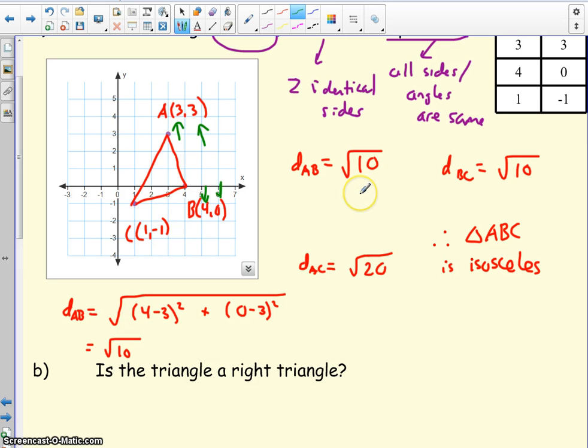So I repeat the exact same process. I didn't show the calculations here, but you should get root 10 for the length of BC and root 20 for the length of AC. If you're having trouble getting those answers, do let me know. We can run through the algebra together. It's likely just a little sign error somewhere.